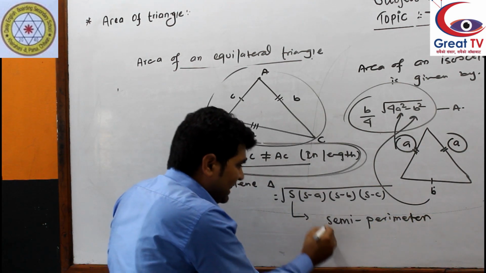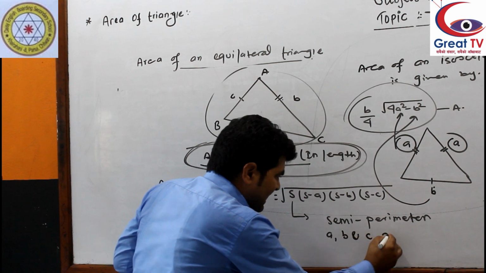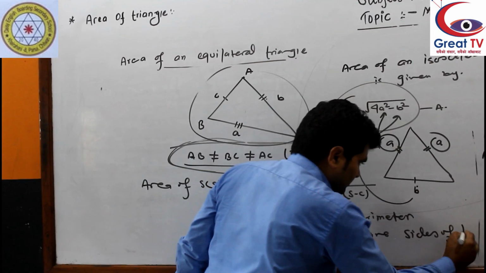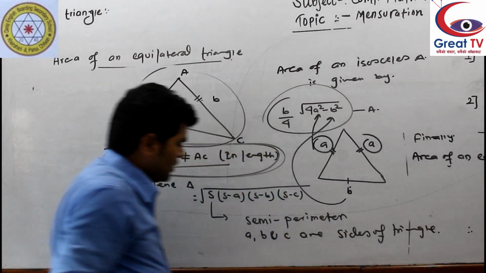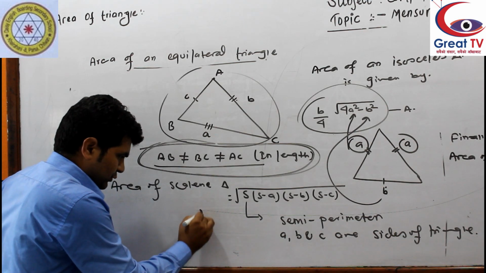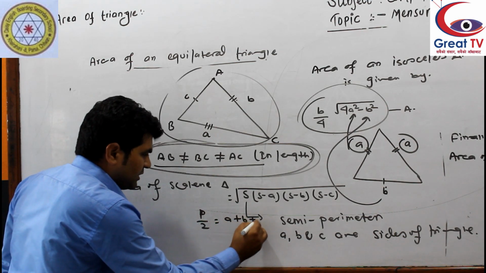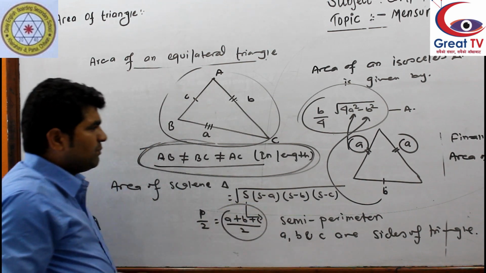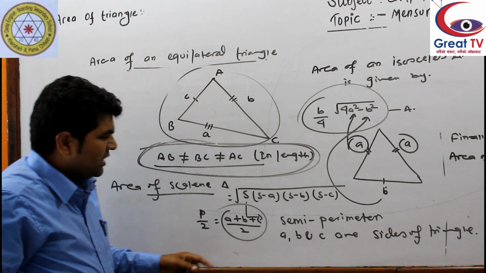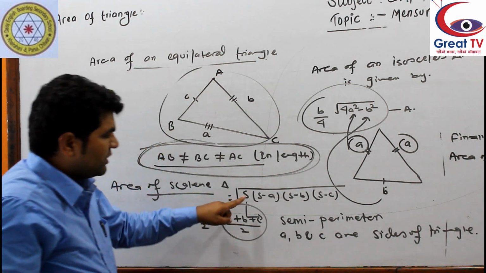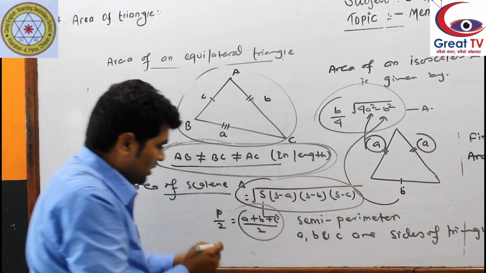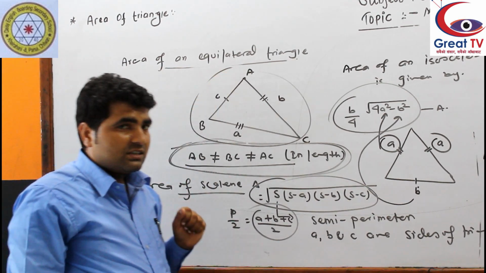Semi-perimeter: a, b, and c are the sides of a triangle. Semi-perimeter is half of the perimeter, that is P divided by 2. (a + b + c) divided by 2 is the semi-perimeter. First we find the semi-perimeter for the area of a scalene triangle, then we can substitute the values of s, a, b and c. By this formula we can find the area of this triangle.